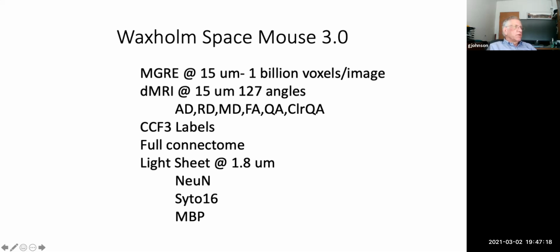We now generate full connectomes. We get light sheet data at 1.8 micron for 3 stains: NeuN, cyto, and MBP. And we are starting a project that was just awarded to us, a significant award from NIH, to do 1,000 animals from the BXD series.